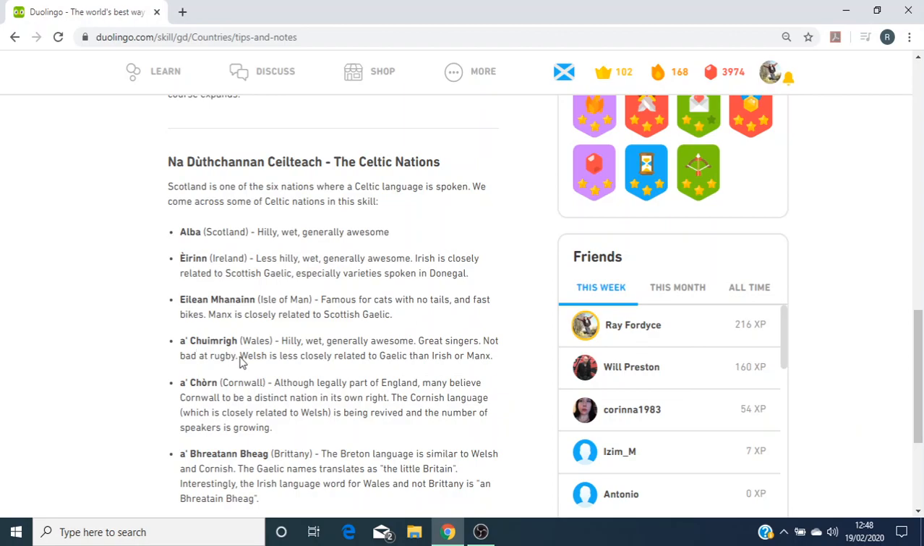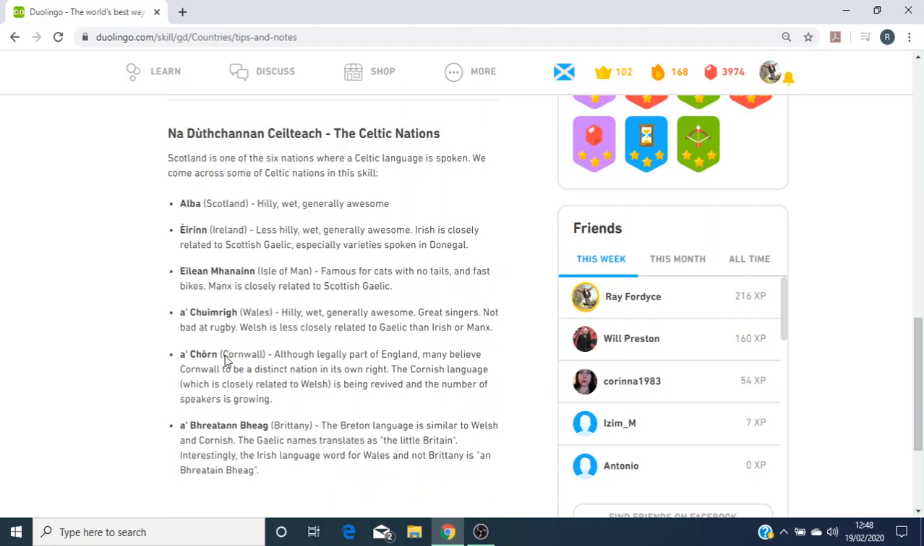Welsh to Gaelic. Welsh has a mutation rule that's quite similar to the lenition rule, which I haven't really studied in great detail, but the only other word I can think of that's similar is the Gaelic word for money is airgead, and in Welsh it's arian. That's one similarity. Anyway, a Chorn, Cornwall. Although legally part of England, many believe Cornwall to be a distinct nation in its own right. The Cornish language, which is closely related to Welsh, is being revived and the number of speakers is growing.